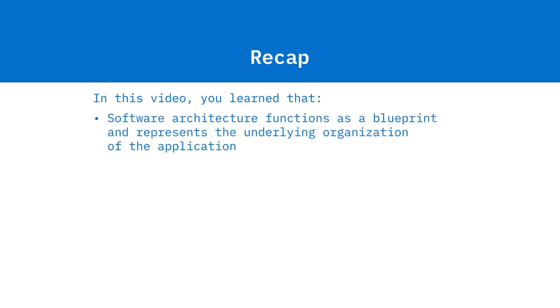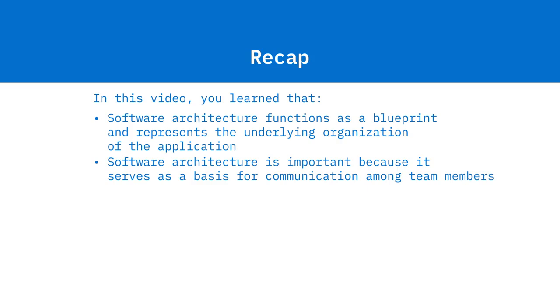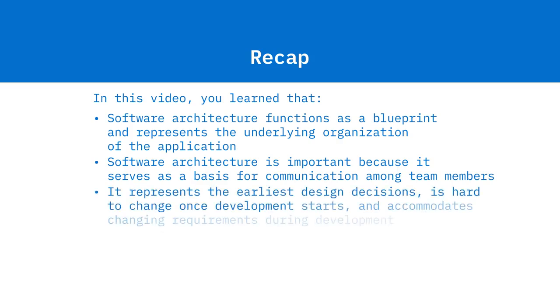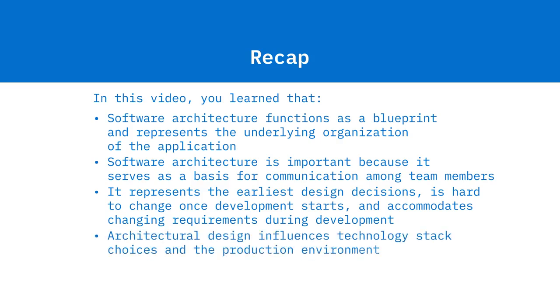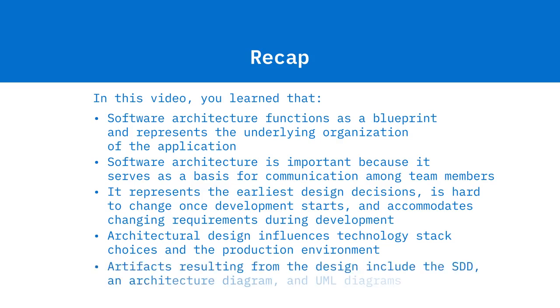In this video, you learned that software architecture functions as a blueprint and represents the underlying organization of the application. A good architectural design is important because it serves as a basis for communication among team members. Software architecture represents the earliest design decisions, is hard to change once development starts, and accommodates changing requirements during development. Architectural design influences technology stack choices and the production environment, and artifacts resulting from the design include the SDD, the architecture diagram, and UML diagrams.